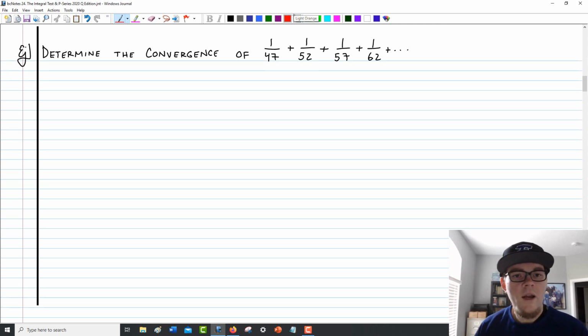So on the second example, we're asked to determine the convergence of this particular series. And notice that we're given the series in terms, so it's a little bit different than normal.